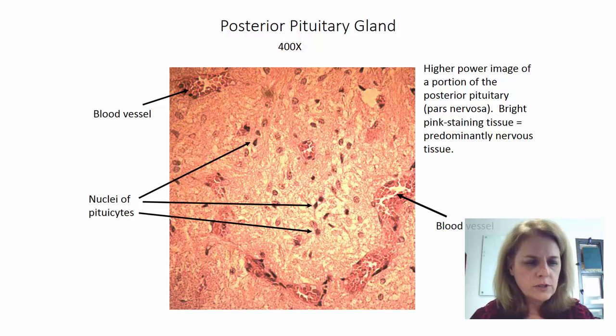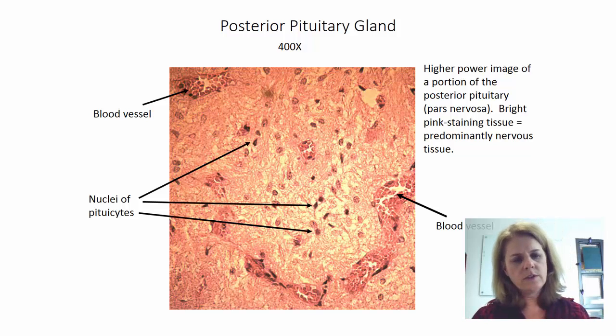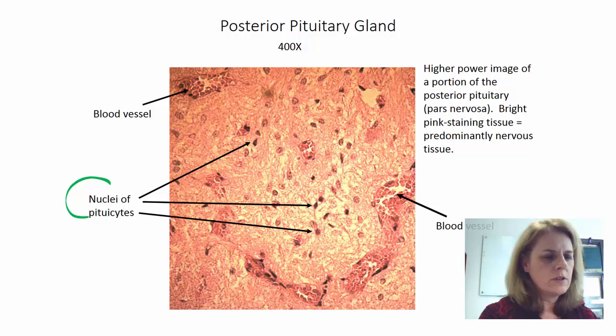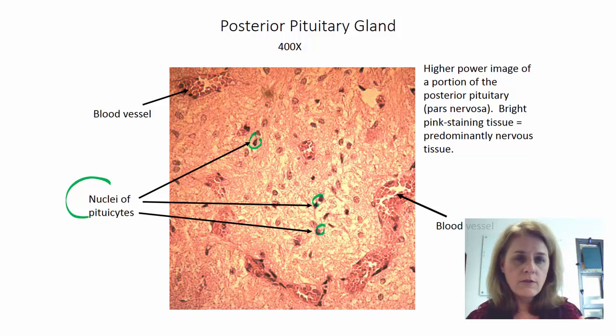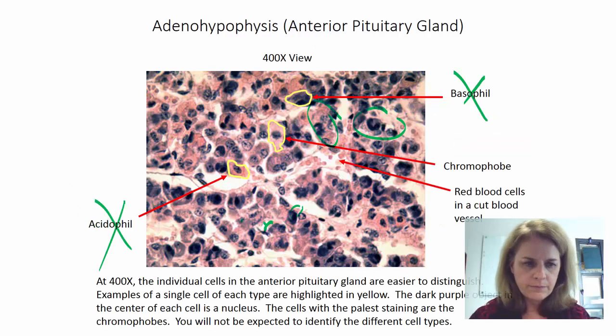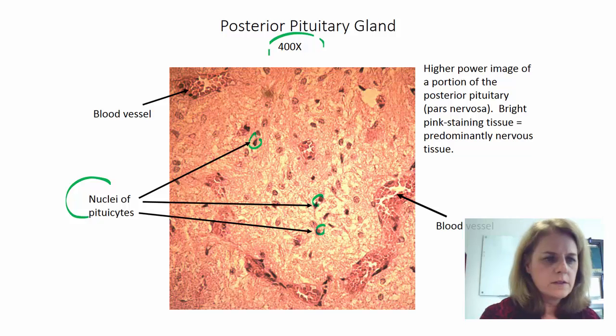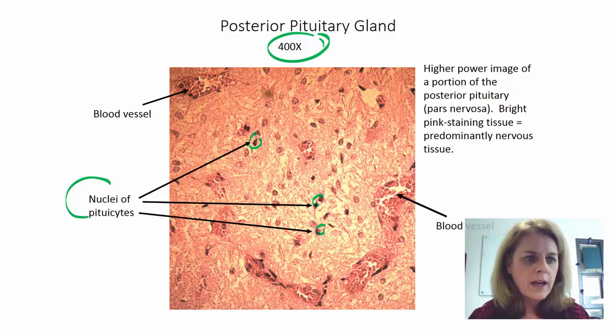Now the posterior pituitary looks more diffuse. It's looser tissue. It's not as densely packed. You don't see as many nuclei. So these are the nuclei that we've got marked, and you can see the nuclei are further apart. This is 400x, which means high power. This is 400x, so the same power. And you can see the cells are more diffuse.